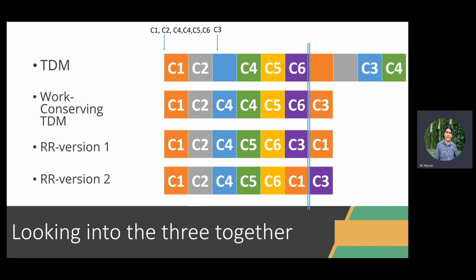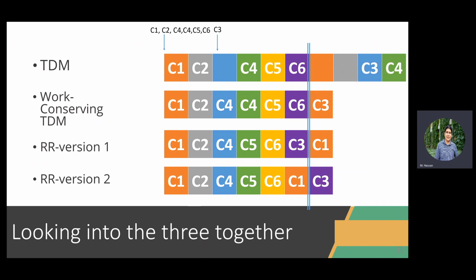So I serve it. What about core 5? Yes. What about core 6? Yes. Then at the beginning of core 1 slot, does core 1 have something? No. Does core 2 have something? No. Does core 3 have something? Yes. Then I serve it during core 1 slot.